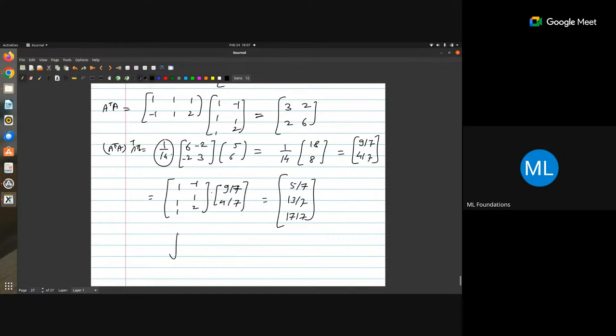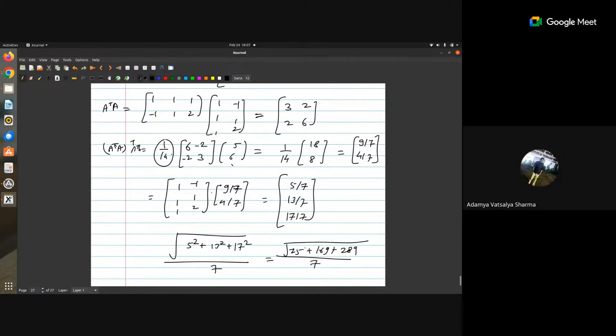Correct? Root of 5 square plus 13 square plus 17 square divided by 7. So you just calculate it. So this is 25. It's 169. 169. It is 289, right? Divided by 7. So do the calculations.